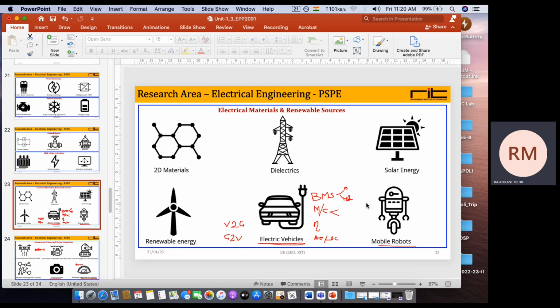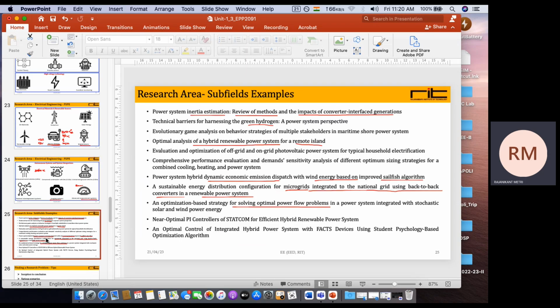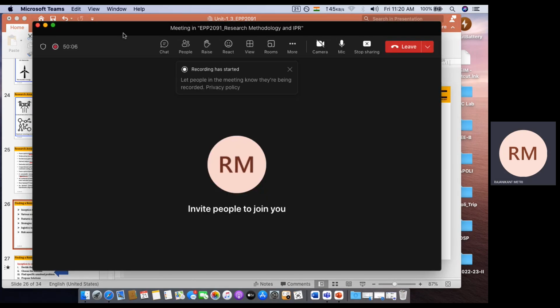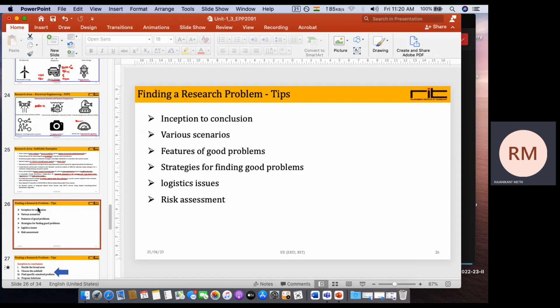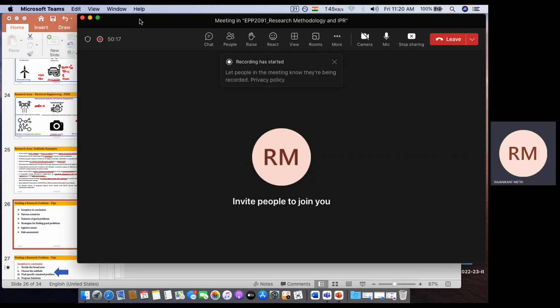There is a lot of scope for research. Then unmanned vehicles, and some power system examples. So this is about the choice of research area. Now in the next session we will discuss finding the research problem with some illustrations, and what the different resources available are and how we can utilize those to frame our research problem. So we stop here.